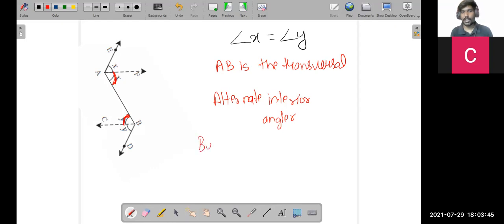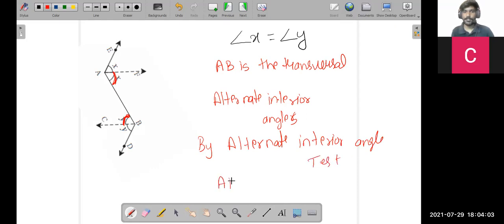So you can say by alternate interior angle test, line AF is parallel to line BC. Is this clear? Yes, sir. Okay, write down.